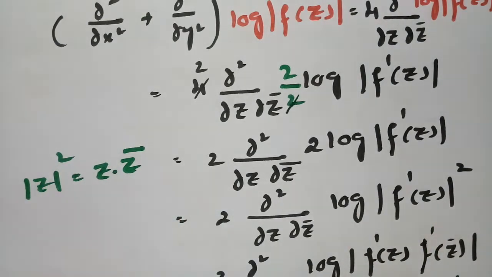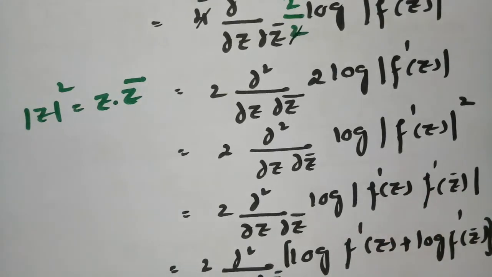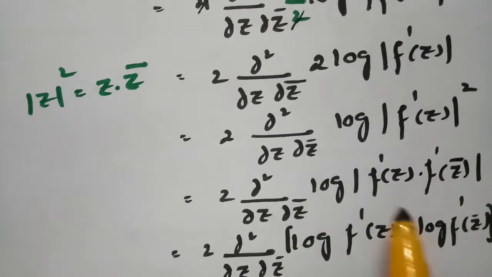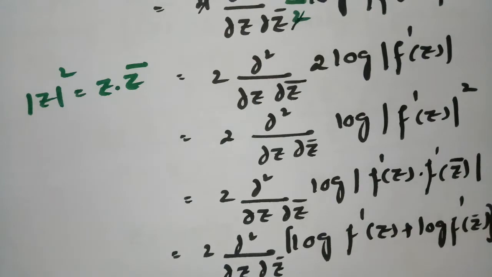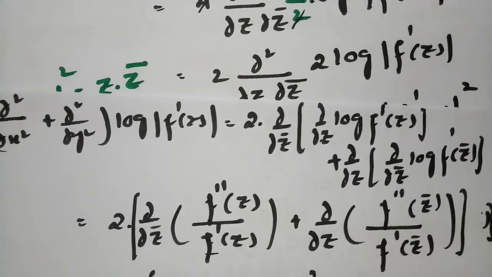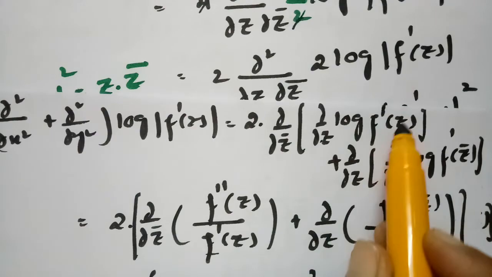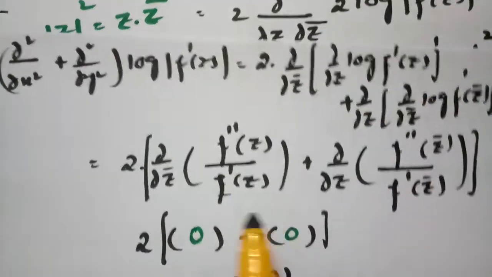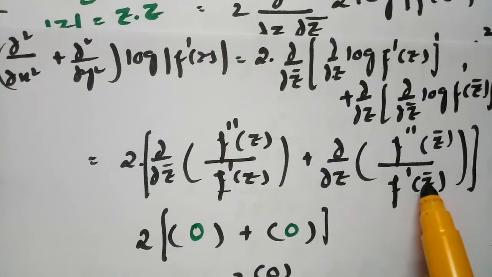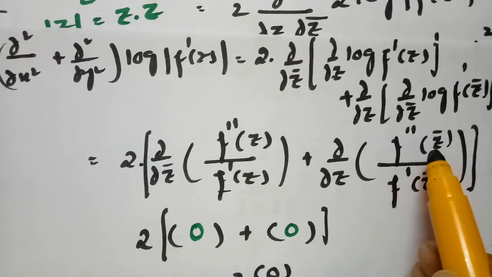Mod z square is nothing but z times z bar. So this is z and this is z bar. So this is log of a into b, and a into b is nothing but log a plus log b. So now I have to differentiate. I send ∂/∂z inside and here ∂/∂z bar inside. So the derivative of log f'(z) is 1 by f'(z), and again for f'(z) it is f''(z), and here also for z bar, 1 by f'(z bar), and again for f'(z bar) it is f''(z bar).